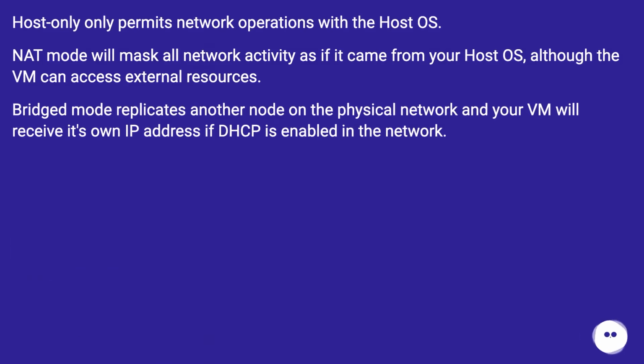Host-only only permits network operations with the host OS. NAT mode will mask all network activity as if it came from your host OS, although the VM can access external resources. Bridged mode replicates another node on the physical network, and your VM will receive its own IP address if DHCP is enabled in the network.